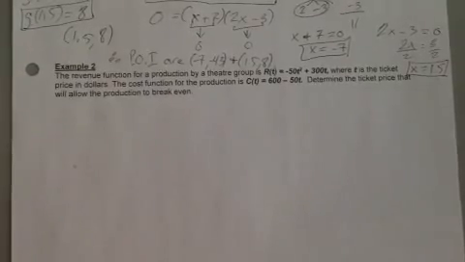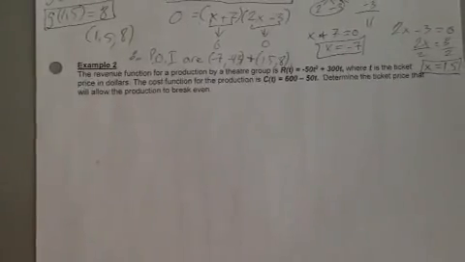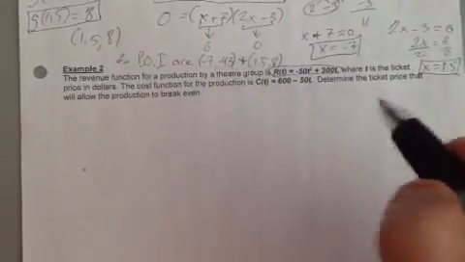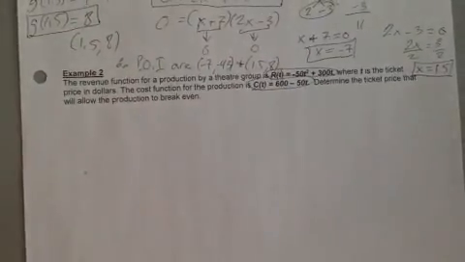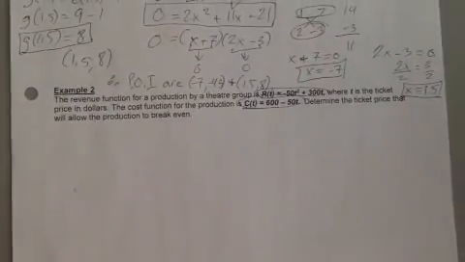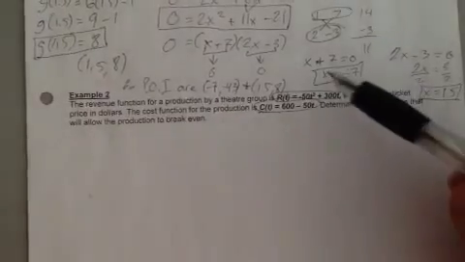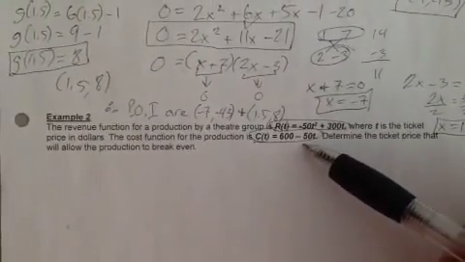The cost function for the production is C of t equals that stuff. Determine the ticket price that will allow the production to break even. So we have revenue being this function here, and we have cost of the tickets being that function there. So t, remember, is ticket price in dollars, R is revenue, C is the cost. Now, the revenue is obviously a quadratic model or a parabola where the cost is linear.